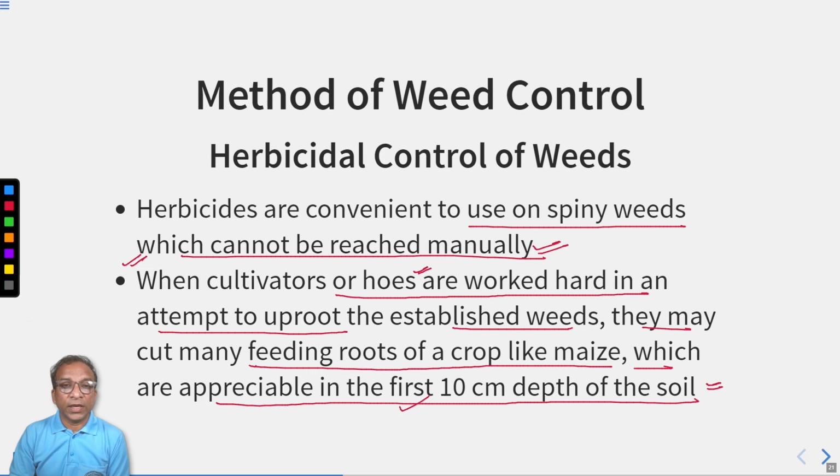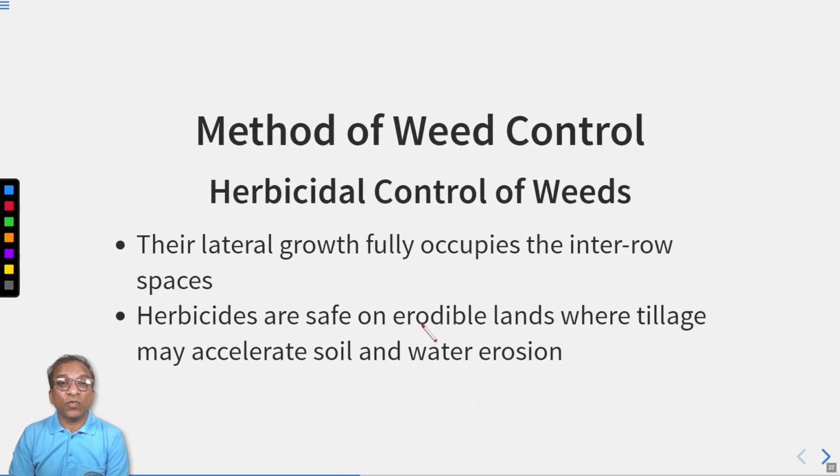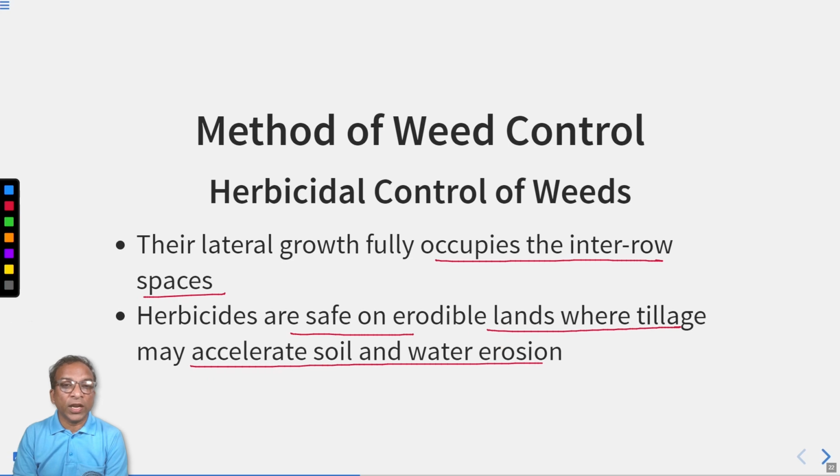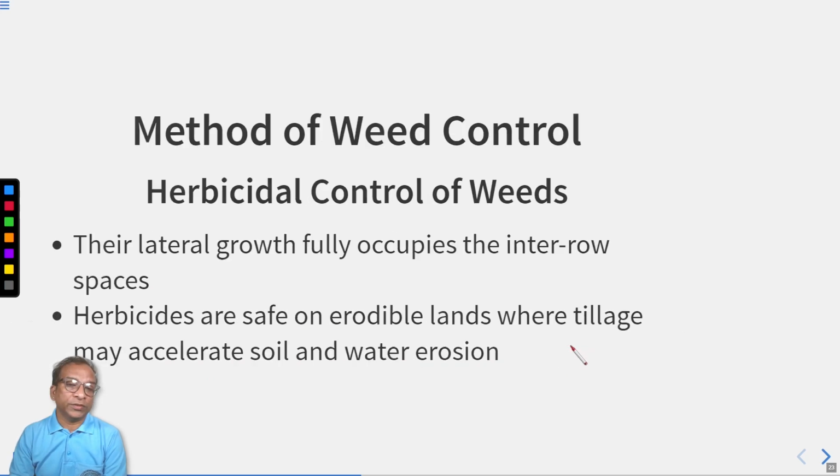So we cannot go for a physical method when the crop has already been established and there are some harmful weeds. So at that time, what can we use? We can use chemical herbicides. Their lateral growth fully occupies the inter-row spaces. Herbicides are safe on erodible lands where tillage may accelerate soil and water erosion.